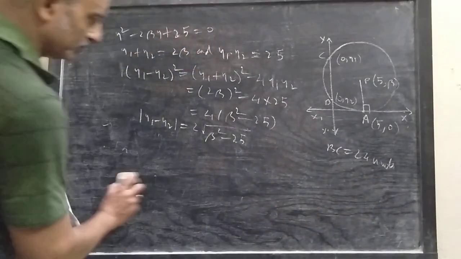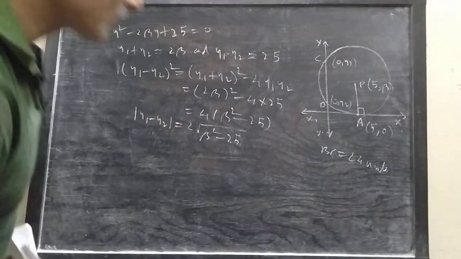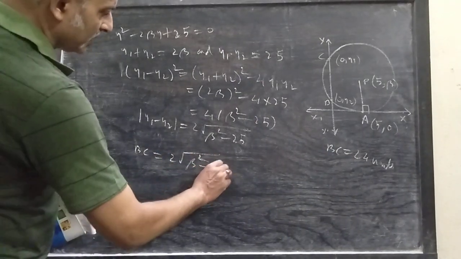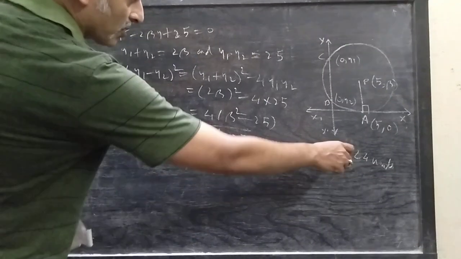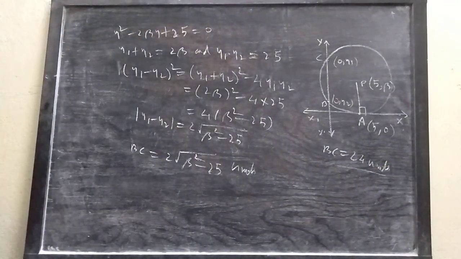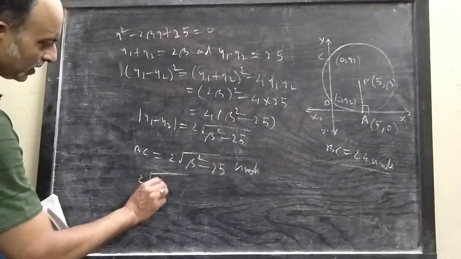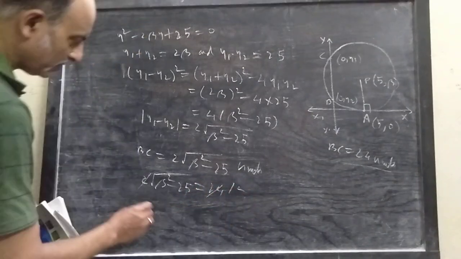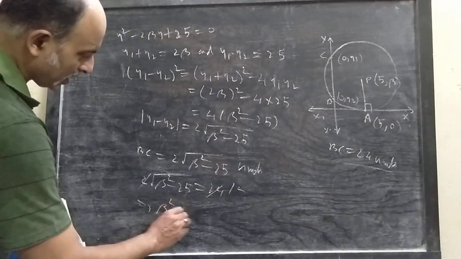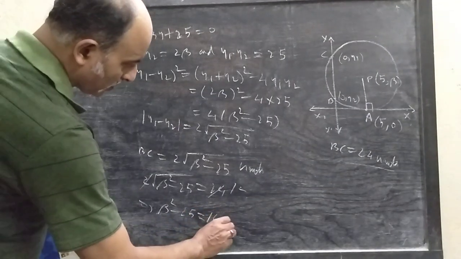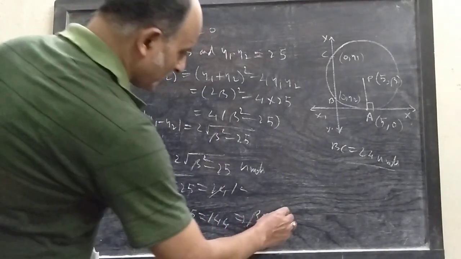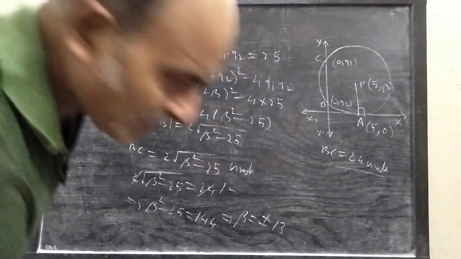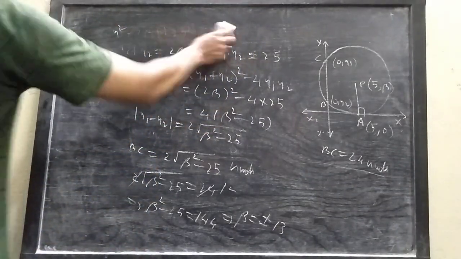Therefore the length of chord BC is equal to 2 root over beta square minus 25 units. According to the question, BC is 24 units. So we have the relation 2 root over beta square minus 25 equals 24. Cancel by 2, you get 12 here. Square both sides, we get 144. From this you will get beta equals plus minus 13. After getting beta equals plus minus 13, it is very easy to write the equation of the circle.